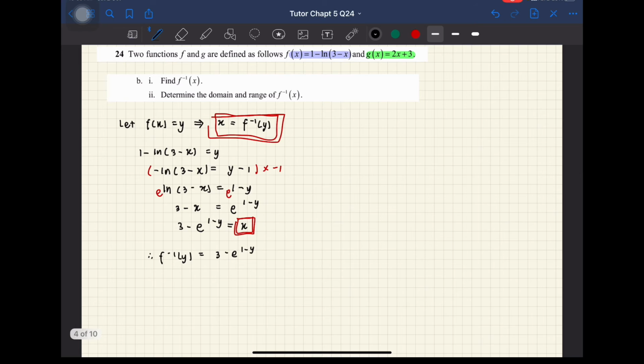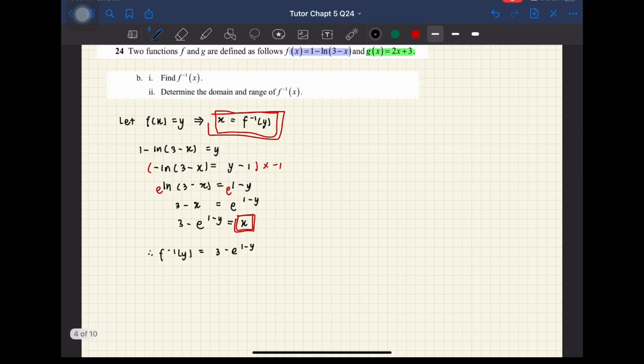Okay, tapi soalan tak nak in terms of y, soalan nak in terms of x. So substitute y with x, you are going to have f inverse x equal to 3 minus e power of 1 minus x. Settle dekat sini.